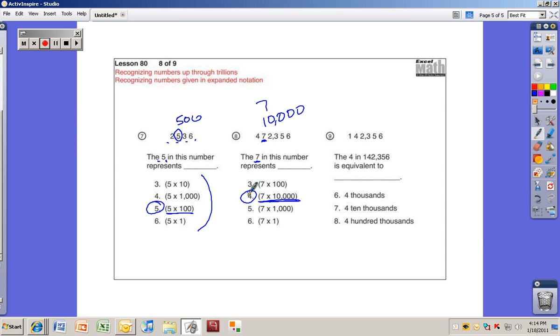Choice number 4. The 4 in this one up here, again in the 10,000s place. And there are 4 of those. So 4 10,000s is written right here. And we circled the 7.